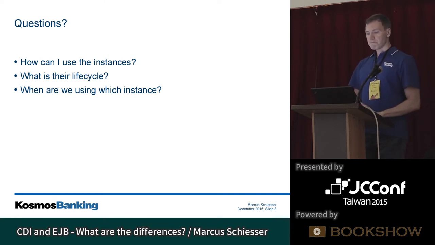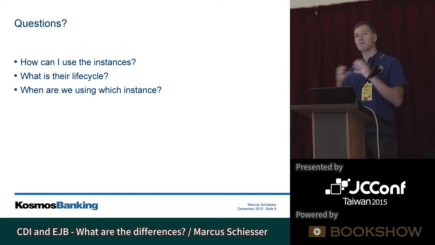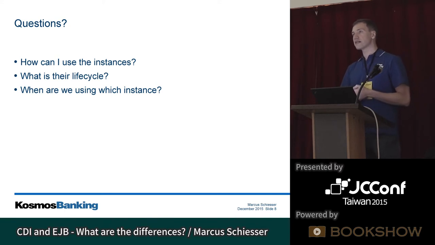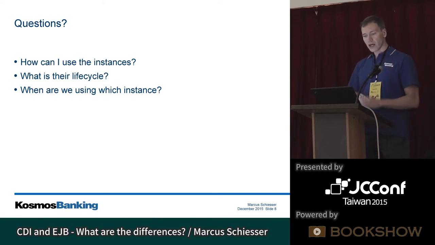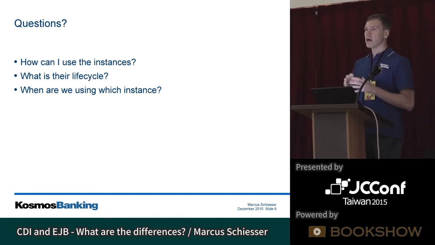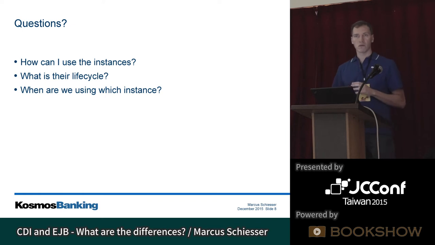Then this leads to a couple of questions if we now have a container. One is, for example, how can I actually use this instance? How do they come magically into my class? Because, as said, the container is creating them. What is also the life cycle of these instances that I'm creating? And when are we using which instance? Those are the three main questions that we're having. In the following part of the talk, we will analyze these three questions for each of these technologies, at least for CDI and EJB, to see what the differences are.